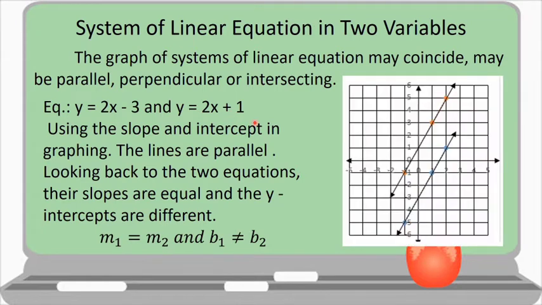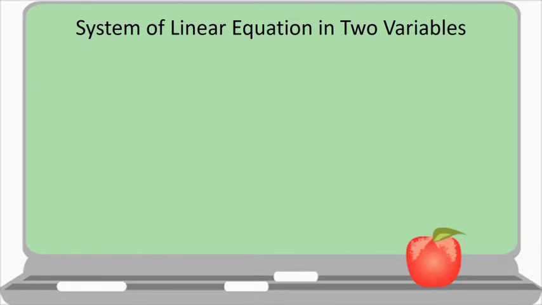If we are going to graph it, this will be the graph of y equals 2x plus 1 and this will be the graph of y equals 2x minus 3. If you notice, the graph of this system of linear equations is parallel. So the lines are parallel if m sub 1 is equal to m sub 2 and b sub 1 is not equal to b sub 2. Now let us have example number 2.